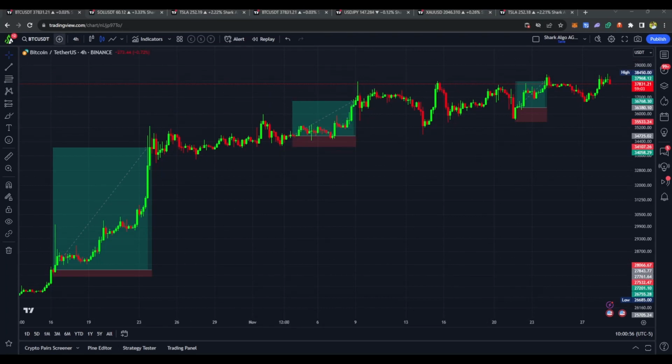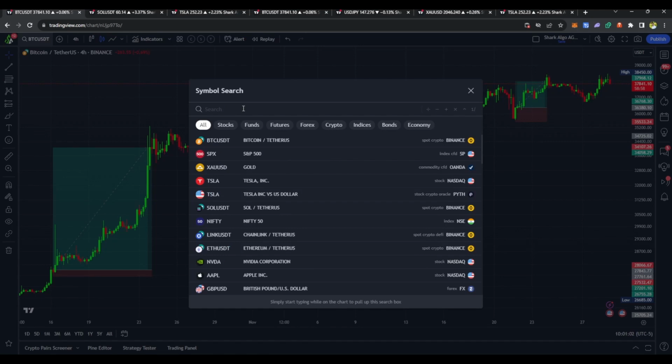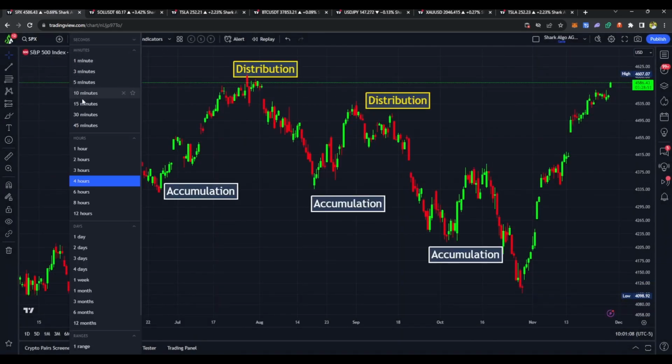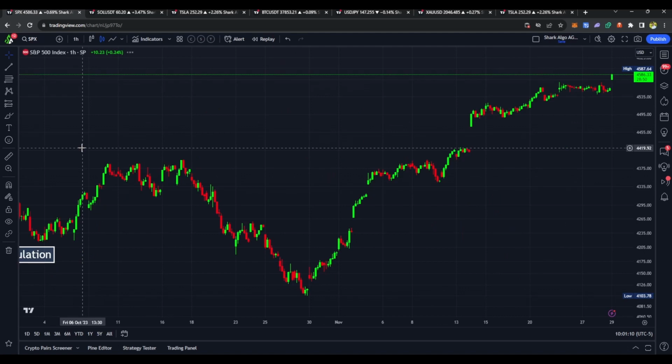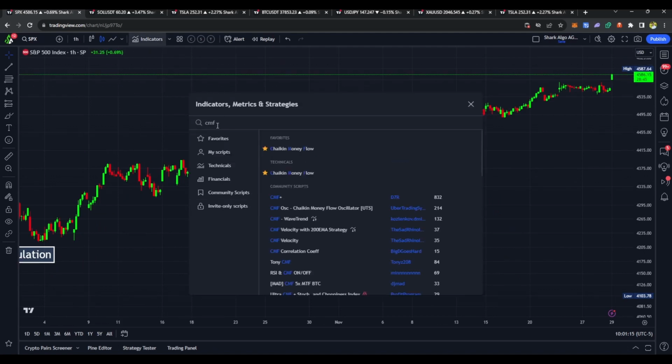Step 1. We need to set up your chart. Choose your market and time frame. It works effectively in crypto, Forex, or stocks. So let's pull up SPX on the 1-hour time frame. Now let's apply our indicators. Simply go to the Indicators tab and search Chaikin Money Flow, or CMF.